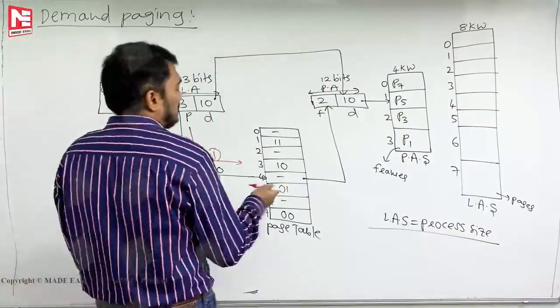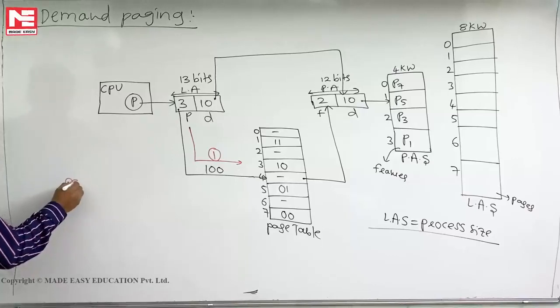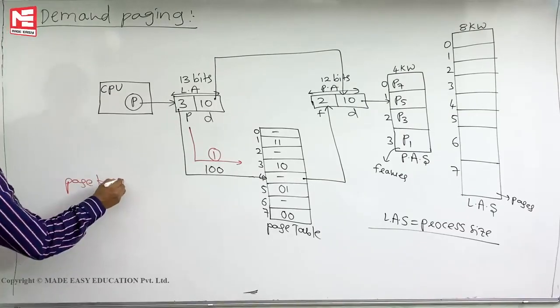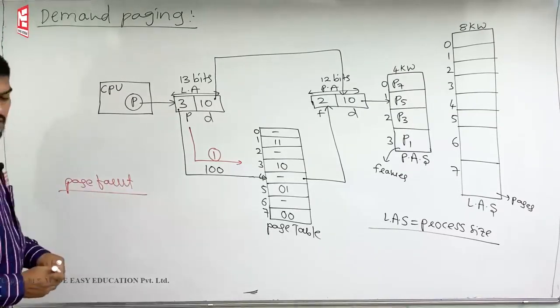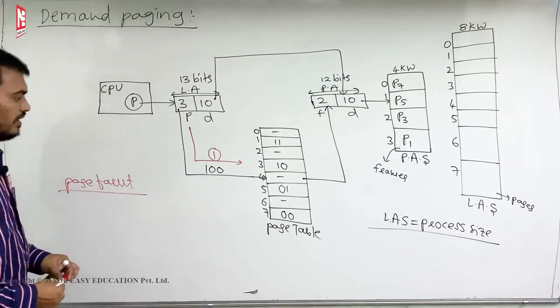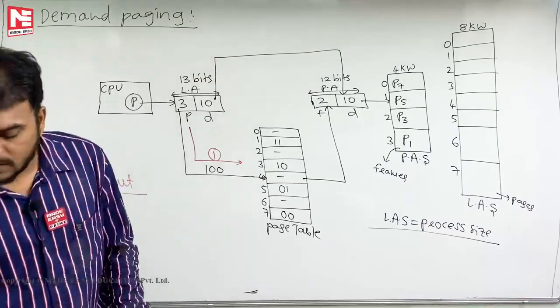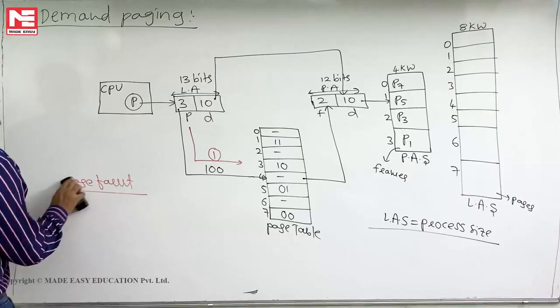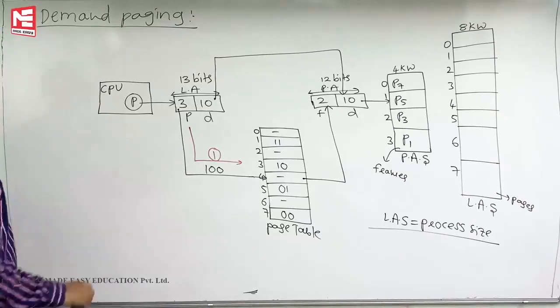So I am writing here. This is called as what? A page fault. So this is called a page fault. Okay, right. Now look here. The CPU is trying to access that page, but the page is not available in the main memory. So that's called a page fault.